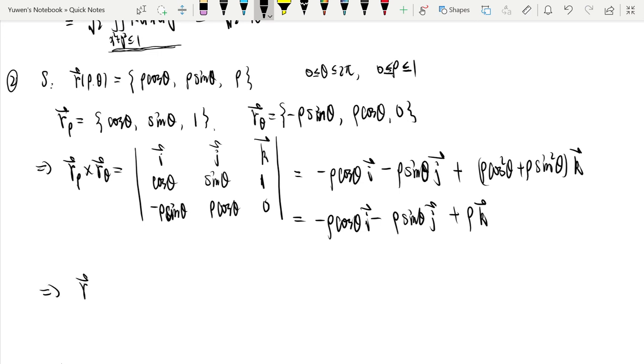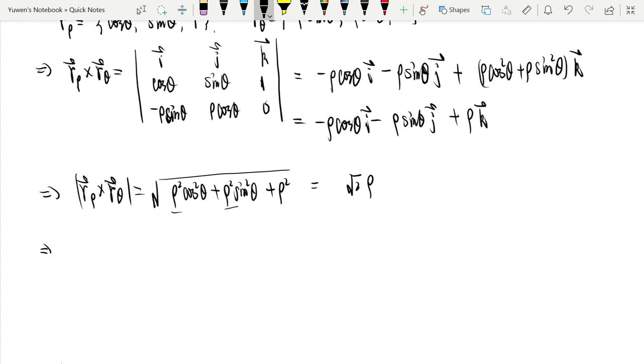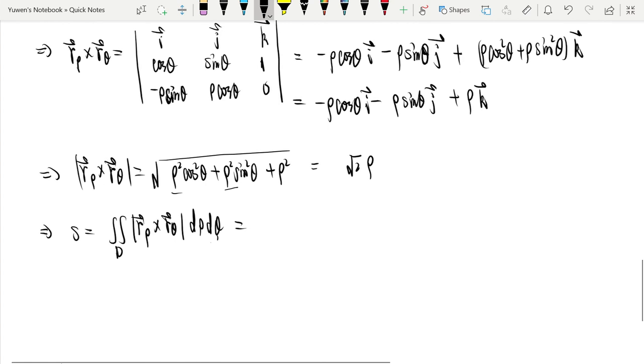So the length of r_rho cross r_theta is square root rho squared cosine squared theta plus rho squared sine squared theta, and then plus rho squared. This is actually 2 rho squared, so that is square root 2 rho. Hence the surface area is the integral of the length of r_rho cross r_theta, d rho d theta. Theta is from 0 to 2 pi, rho is from 0 to 1, square root 2 rho d rho d theta.